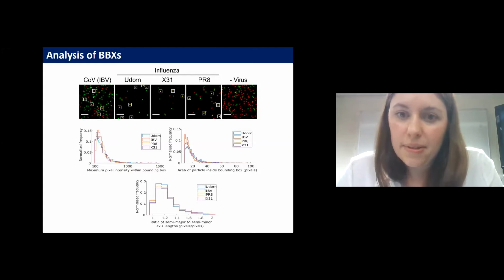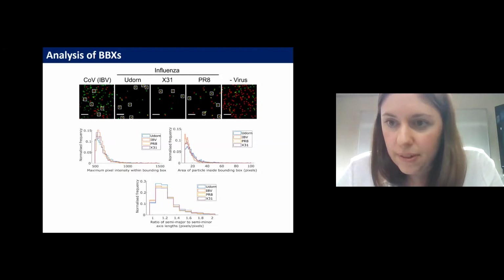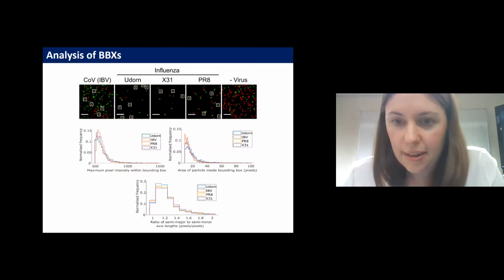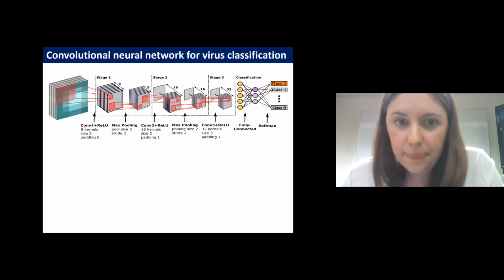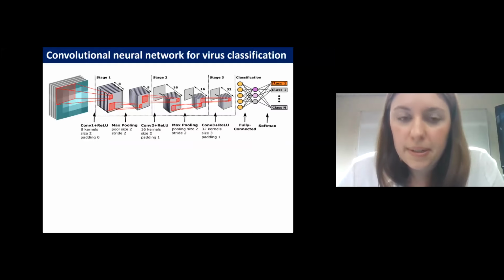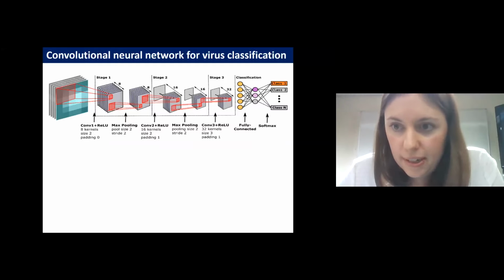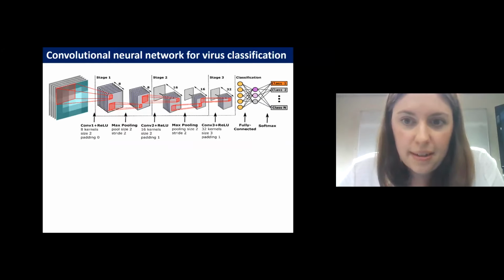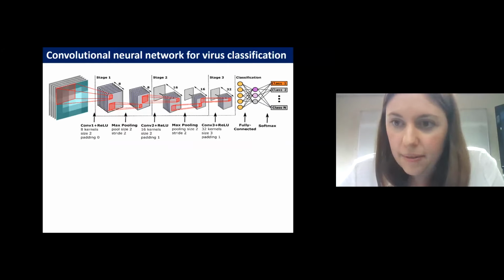So the idea was that we would take advantage of these small differences, as well as any other differences that you can't actually see by naked eye, and use machine learning to distinguish between the images and hopefully be able to classify viruses in this way. So we built a shallow convolutional neural network. It's a 15-layer network, and this is just a schematic of what it looks like.